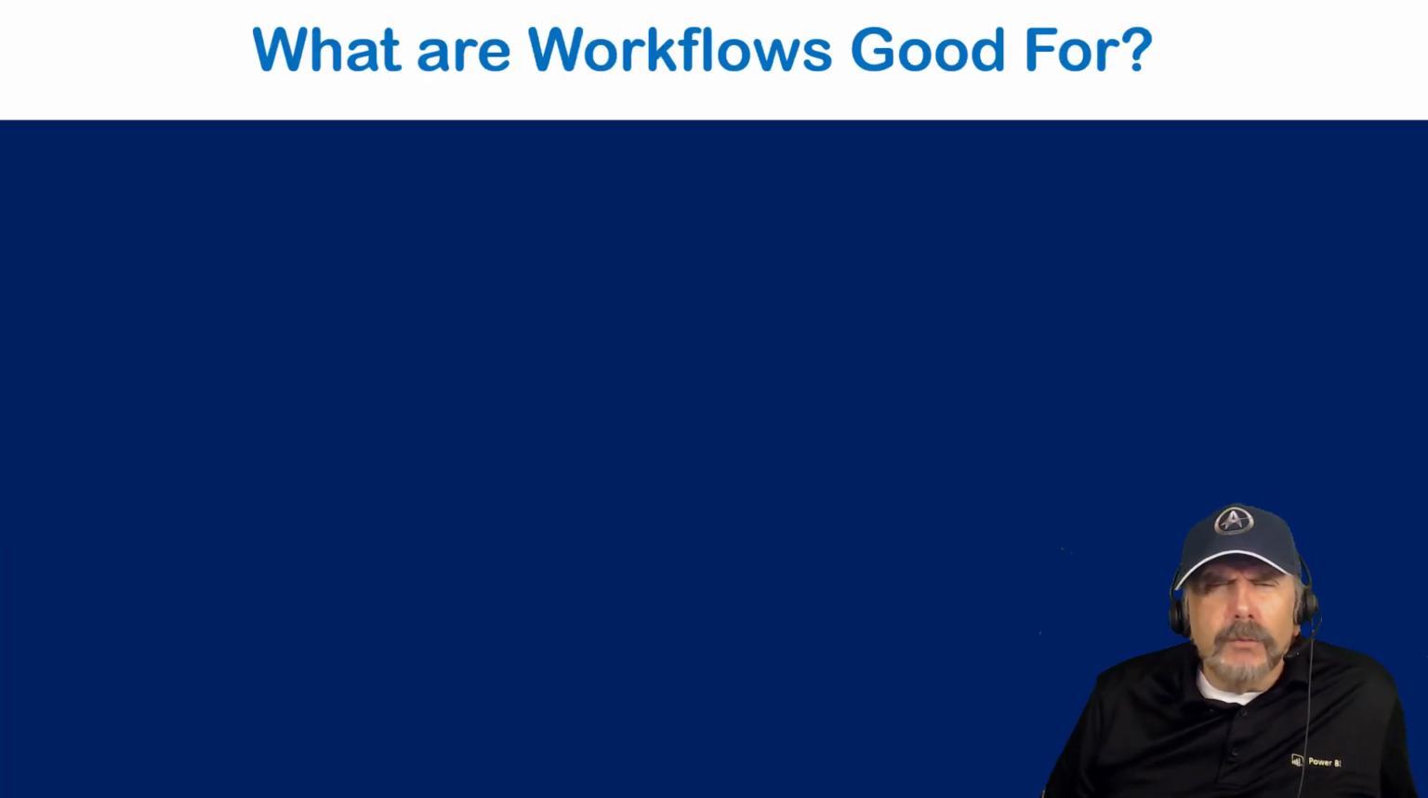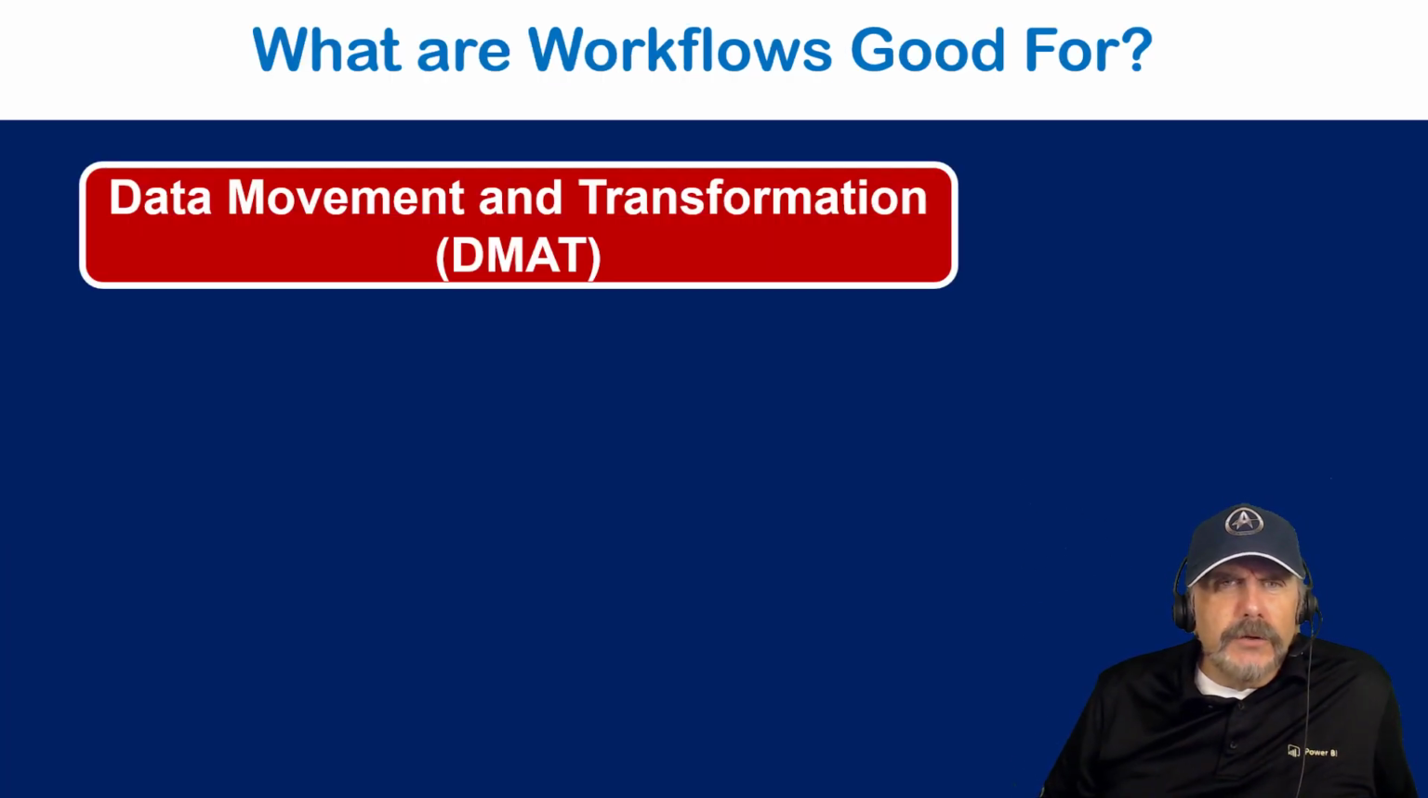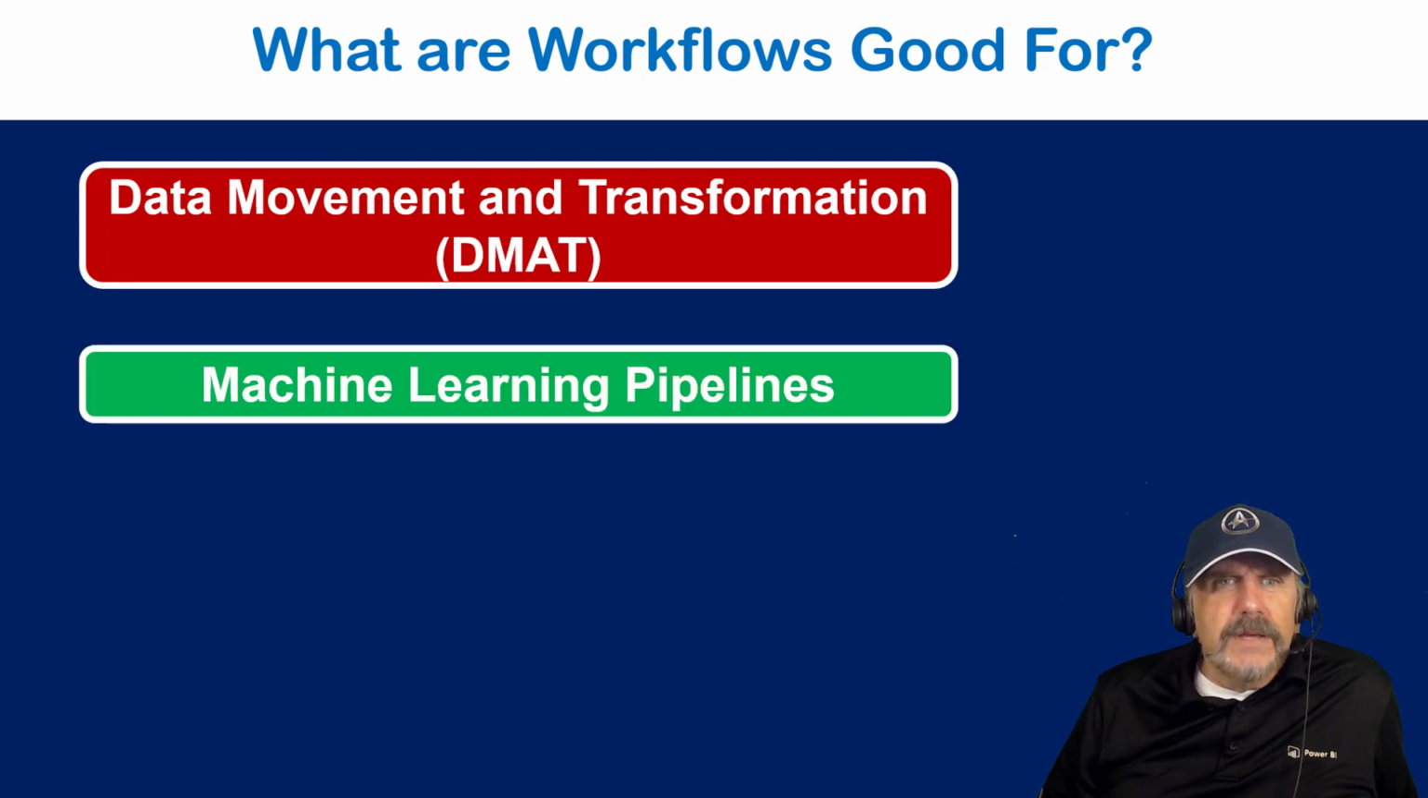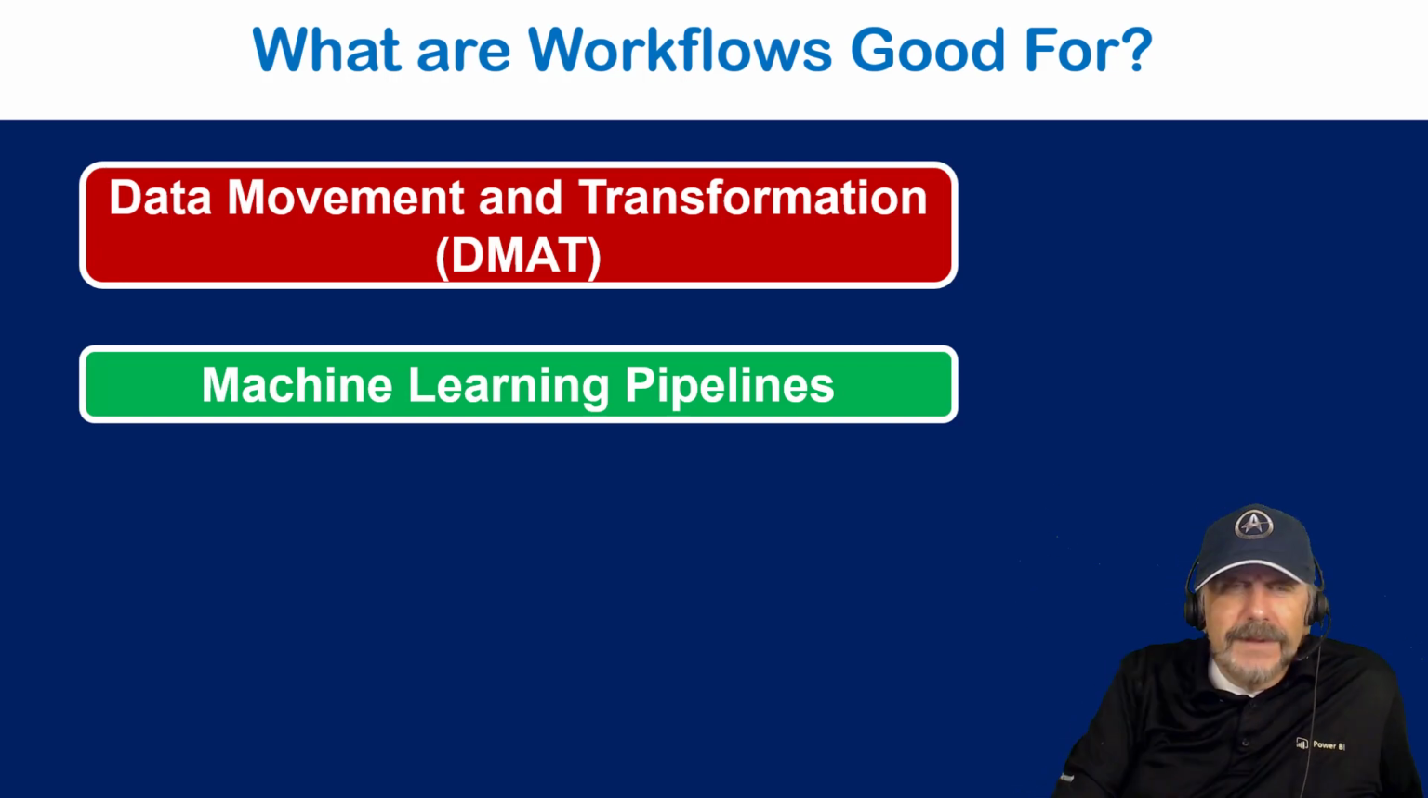What are they good for, Brian? Data movement and transformation, DMAT. I'm going to make this a new acronym. That is what they're good at. They're good at orchestrating data movement and transformation. Perfect for that kind of stuff you typically do. If you're doing the medallion architecture thing, the medallion pattern, bronze, silver, gold we did, I think they're ideally suited for that. Machine learning pipelines, they're great for that. You can hook in all these different tools, ML ops, and all this great stuff and move it in.